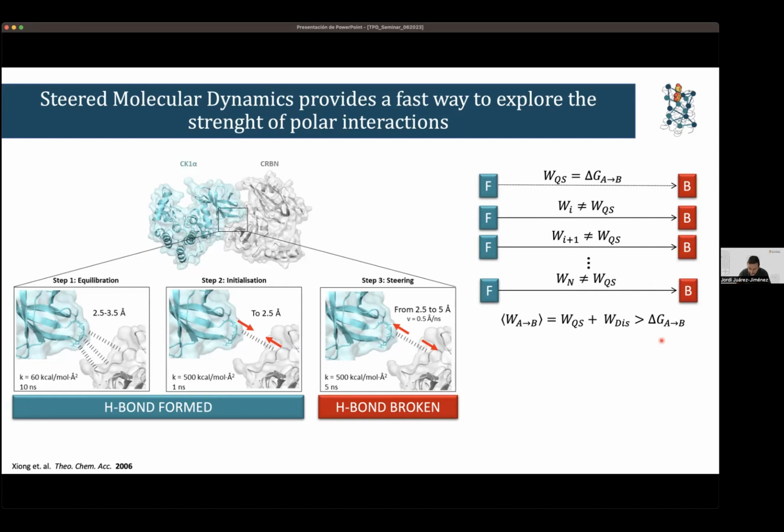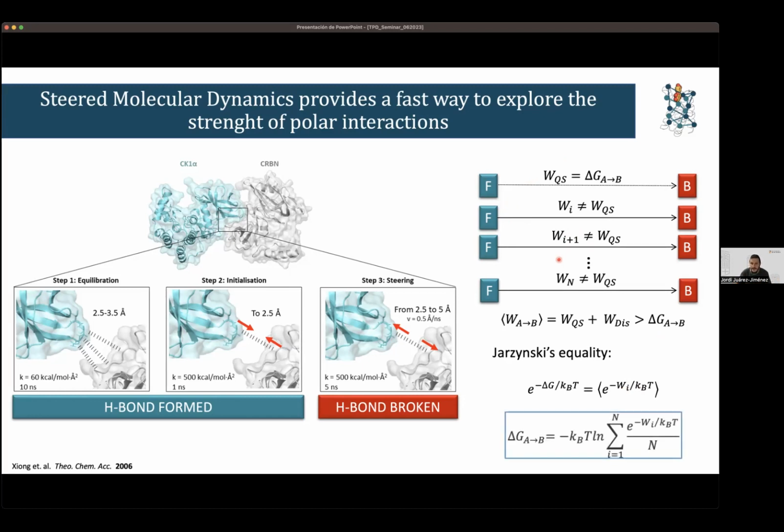But then in 1997, this equality was published by Jarzynski, where he was able to relate a free energy value with out-of-equilibrium works. That's very interesting for us because it means that if we manage to do this process a number of times, we can treat the data so we can recover the free energy from this distribution of works.